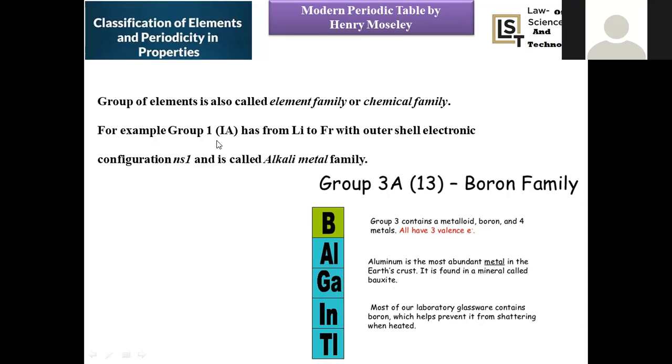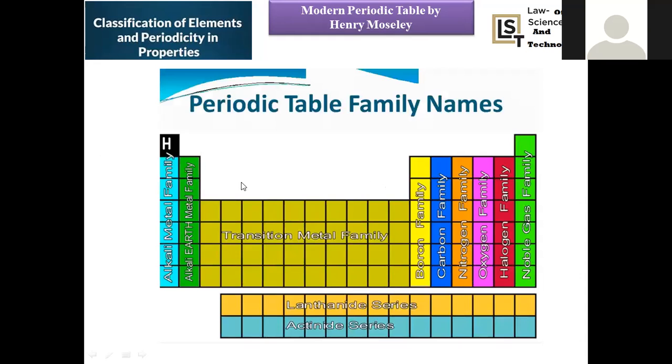In a similar manner, when you consider the first A group, it has the common outermost electronic configuration ns1, and that entire family is denoted as alkali metals. Alkali denotes a base forming material. So all group 1 elements have the tendency to form bases when added to water. That's the reason why all these are regarded as the alkali metal family. In this manner, the entire periodic table is represented as families of elements.